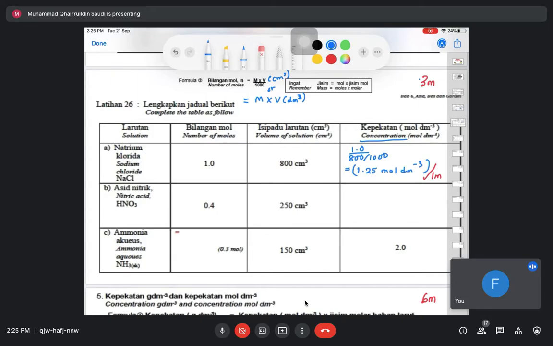Same as below. Just take 0.4 mole divided by 250 over 1000 to change it to decimeter cube.